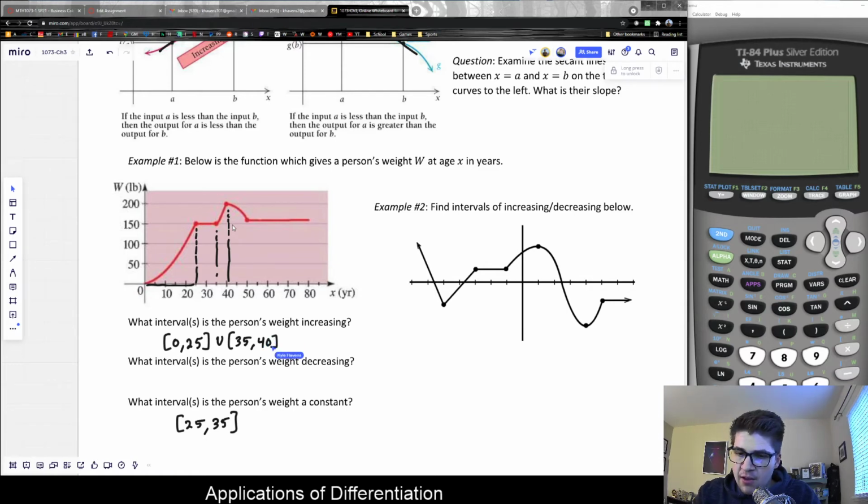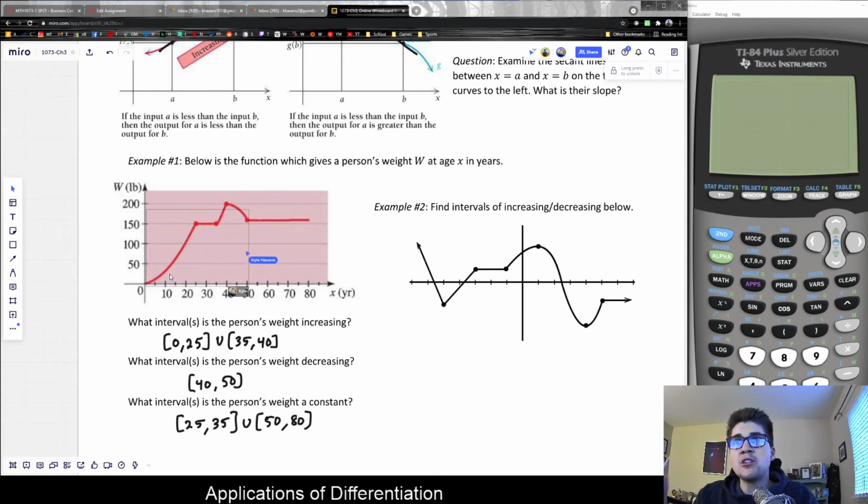And then from age 40 to 50, they were losing weight. So that's where we'd say their weight was decreasing in that interval. And then from ages 50 onwards, let's just say 50 to 80, their weight was constant. And anyways, again, this is how we describe it. Always use x values of your function to describe intervals of increasing and decreasing.